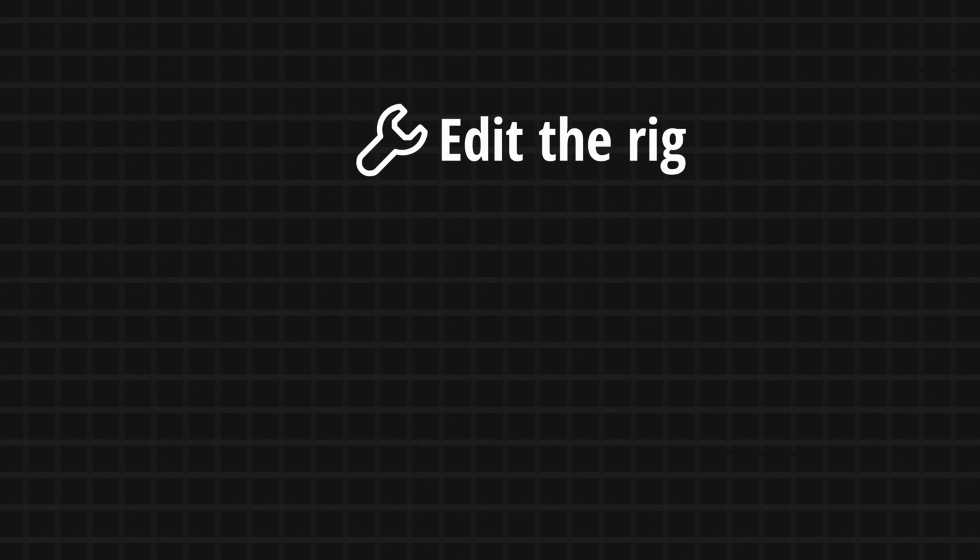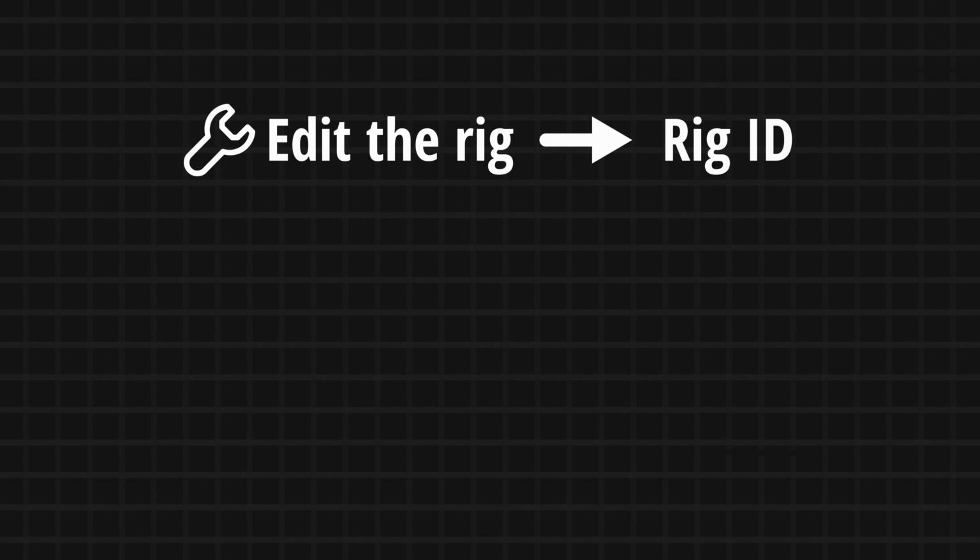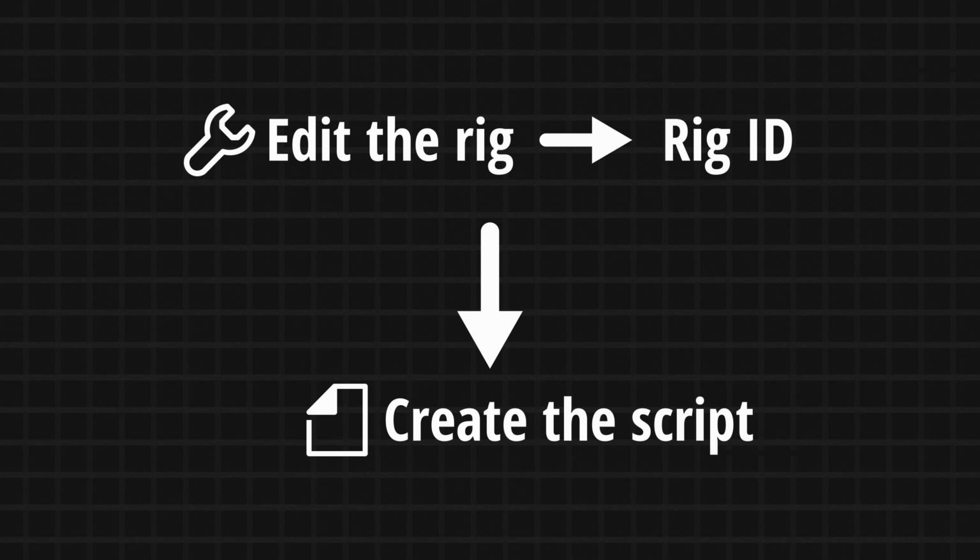Creating a custom UI consists of two individual steps. First, editing the rig. You need to add a string property to the rig holding a unique ID. With this, we can code it so that the custom UI only shows when the correct rig is selected. Second, create the script and make all the magic happen.